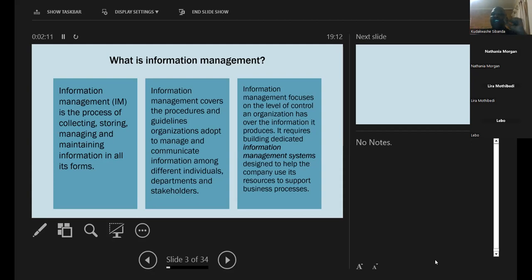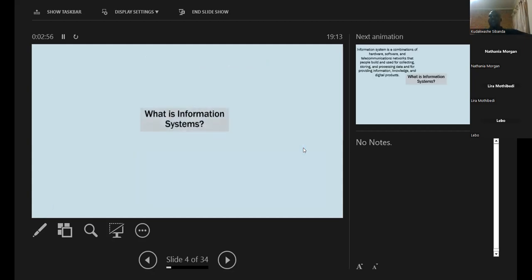So information management focuses on the level of control an organization has over the information it produces. Once an organization has information, it must be able to have control of that information. So it requires building dedicated information management systems, right? That's a key word there. That's why it's highlighted. What we're trying to say is, for the organization to have control of the information, they are helped by what we call an information system. That information system helps the company use its resources to support business processes. Now, that's where we have to ask another question. What is an information system?